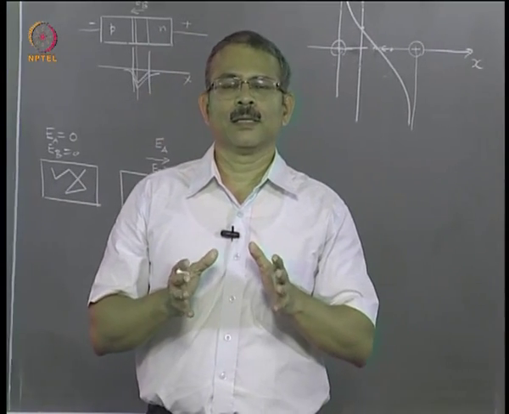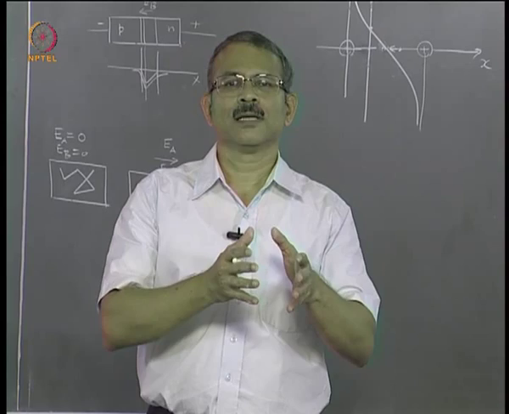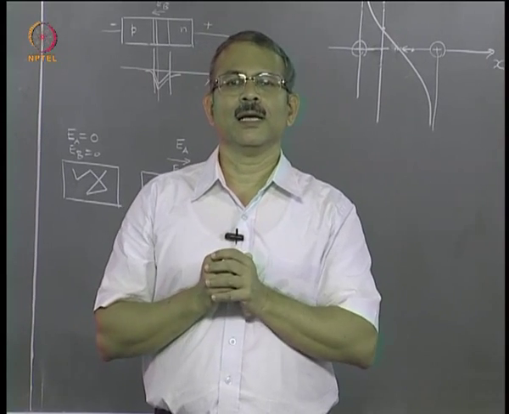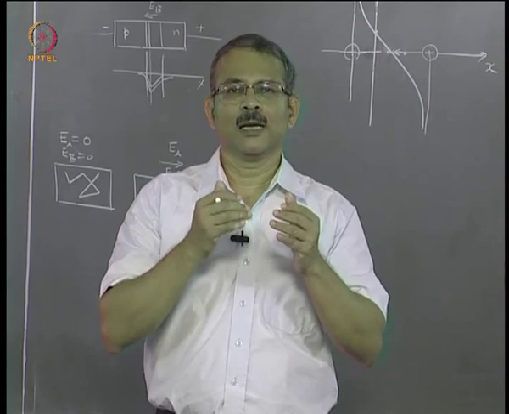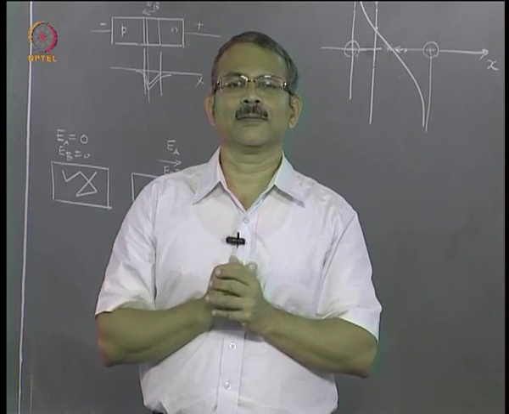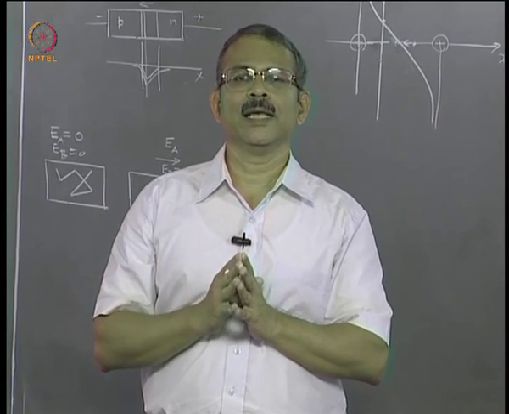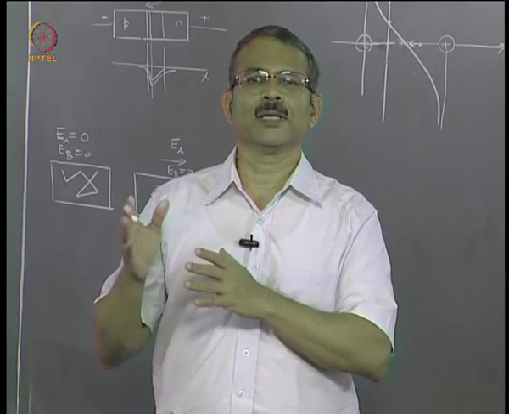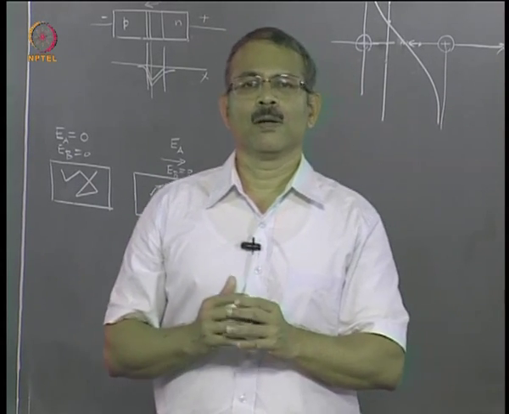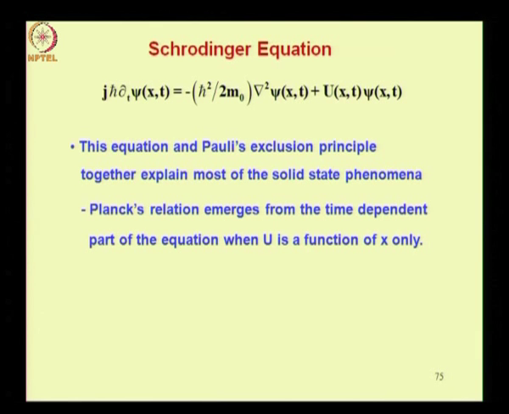Now you might wonder, so what happened to de Broglie's relation and Planck's relation? De Broglie's relation is momentum equal to h by lambda, where lambda is the wavelength of the wave, and Planck's relation is energy E equal to h times nu, where nu is the frequency of the wave. Now we will show that Planck's relation emerges from the time dependent part of the equation when U is a function of x only. So if U is a function of x only and does not depend on time, then Planck's relation can be shown to emerge while solving the equation.